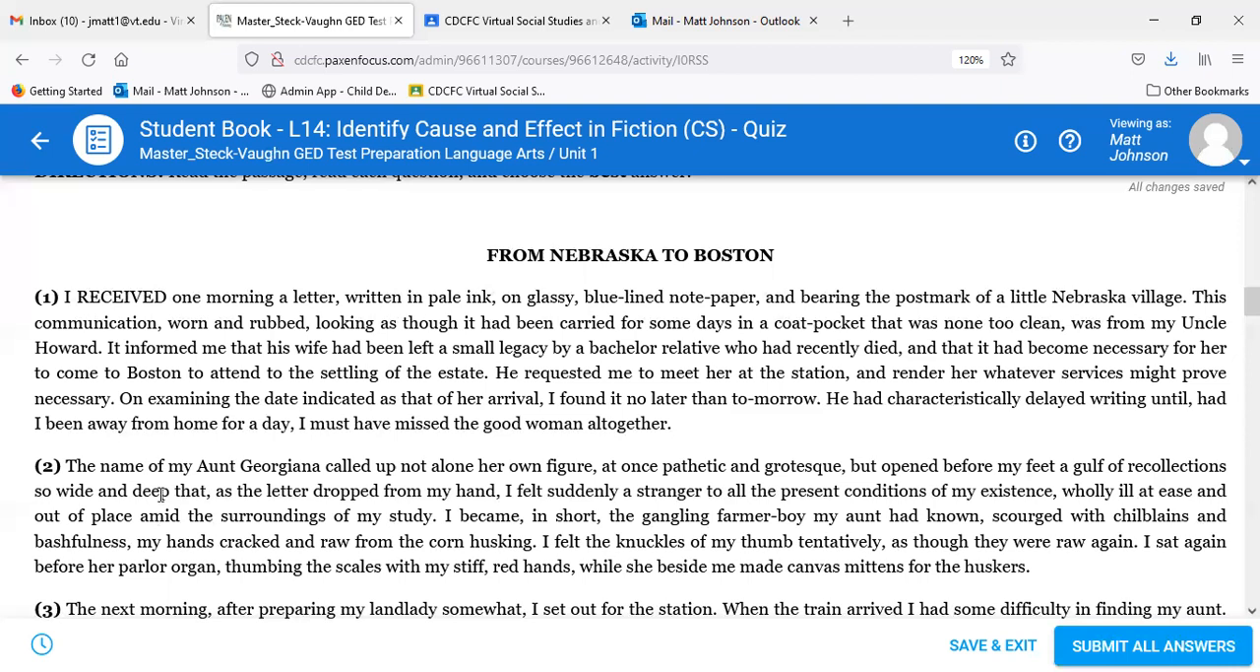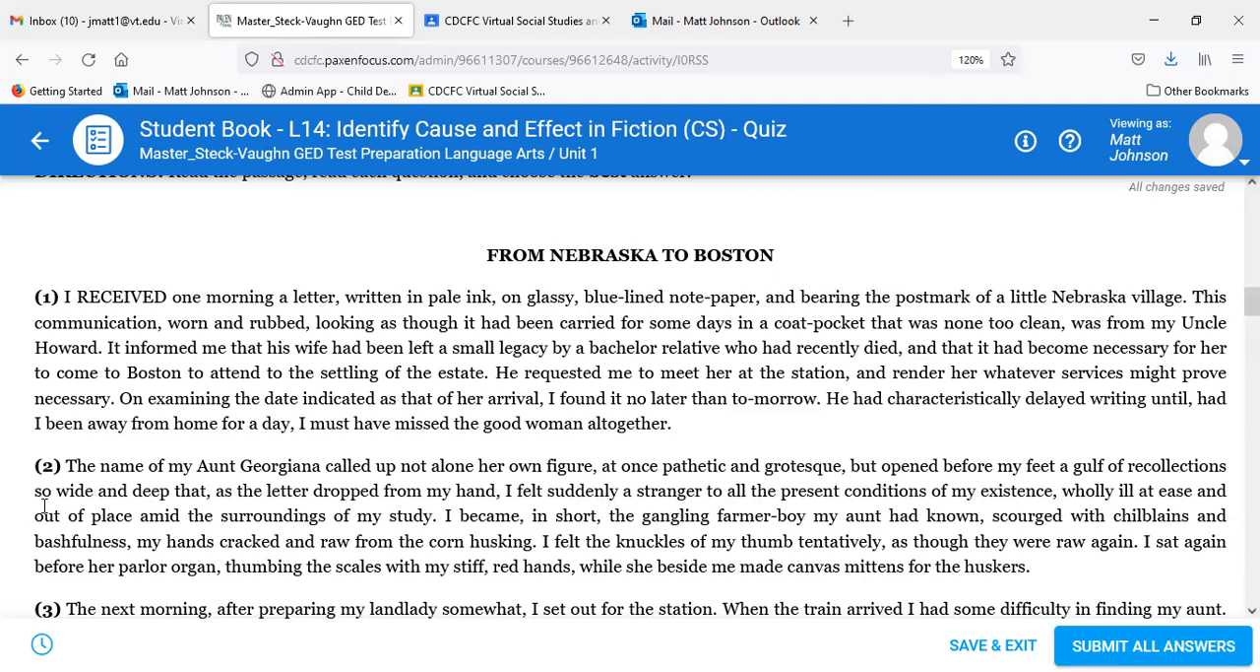Edda, you want to read the second paragraph? Okay. It says, the name of my aunt Georgiana called up not alone her own figure, at once pathetic and grotesque, but opened before my feet a gulf of recollections so wide and deep that as the letter dropped from my hand, I felt suddenly a stranger to all the present conditions of my existence, woefully ill at ease and out of place amid the surroundings of my study. I became, in short, the gangling farmer boy my aunt had known, scorched with chilblains and black bashfulness, my hands cracked and raw from the corn husking.